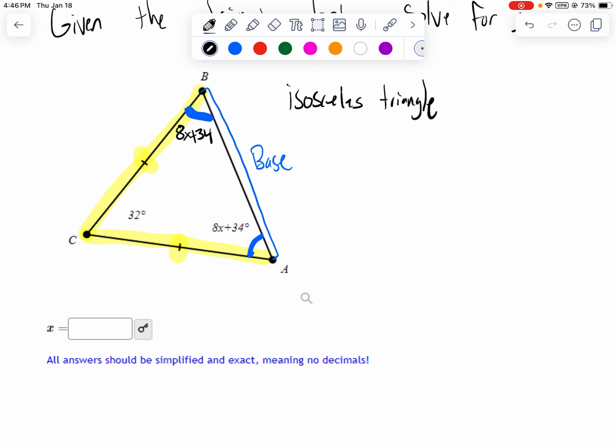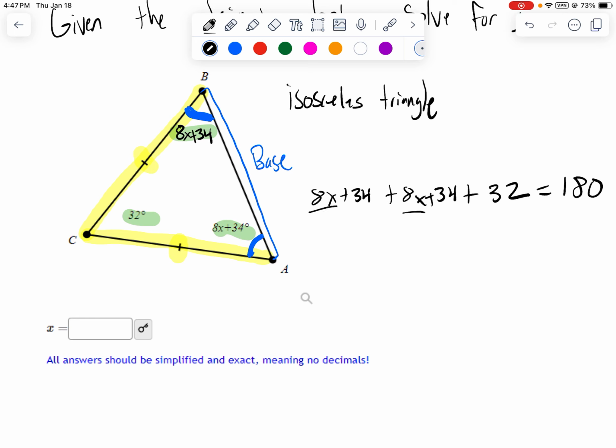Okay, so from there, then you say, all right, well, now we know something about every angle in the triangle. And in geometry, we also know that, fun fact, every angle in a triangle will add up to 180 degrees. That is how all of these angles relate to each other, which means that our 8x plus 34, combined with our other 8x plus 34, combined with our 32 degrees, must equal 180 degrees. They have to add up to 180. They have to, right? And then from there, solve for x.